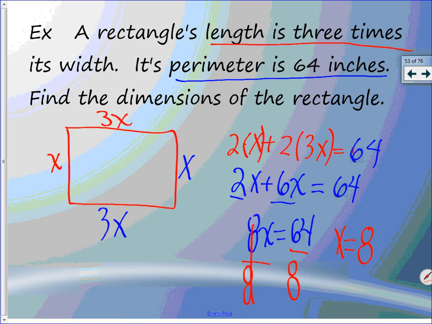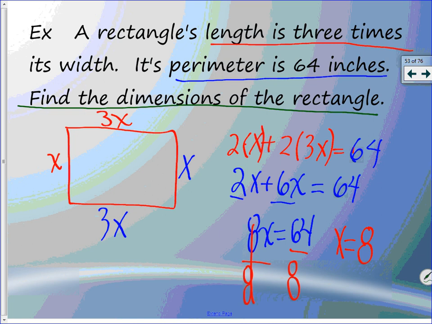Now your answer is not x is 8. X is 8 is a step towards the answer. So what I have to do is look at the problem to see what the question is. So who can answer the question for me? Shelley? What is the answer to the question that's being asked?